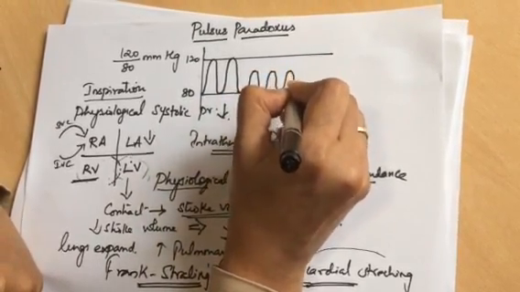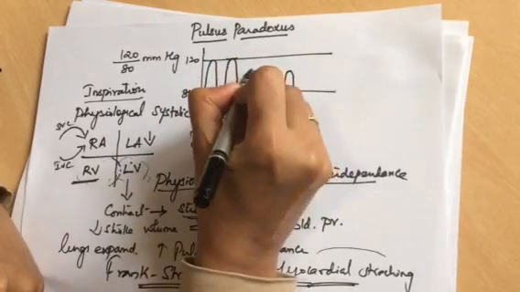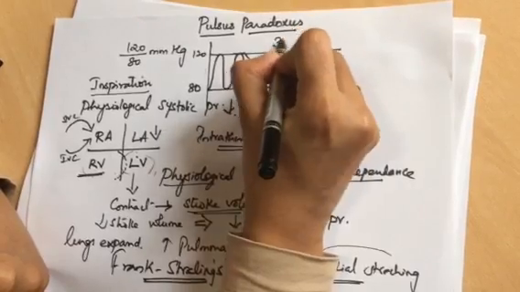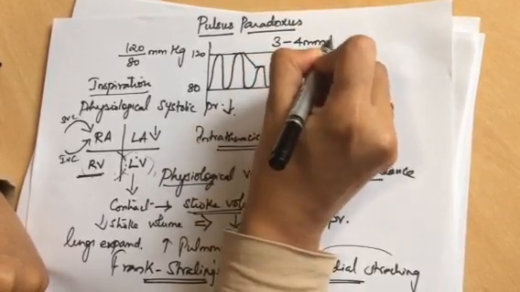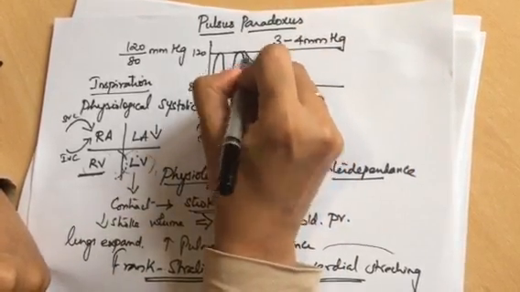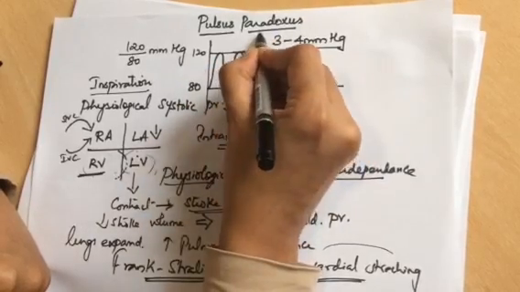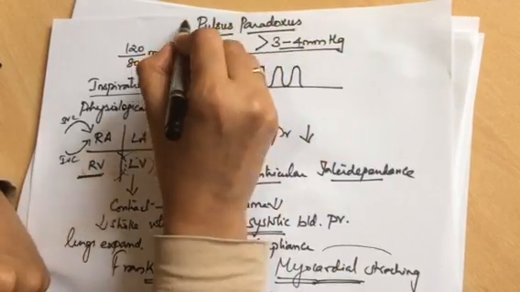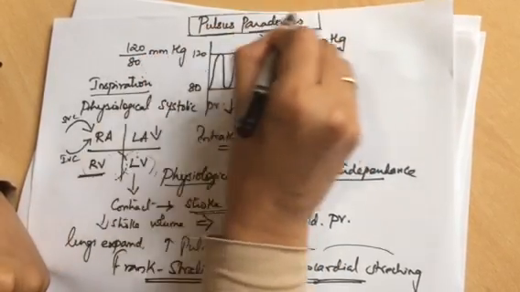The difference between the normal systolic pressure and during inspiration should not be more than 3 to 4 millimeter of mercury. When the difference between the systolic blood pressure increases or goes beyond 3 to 4 millimeter of mercury, then that condition is called as Pulsus paradoxus.